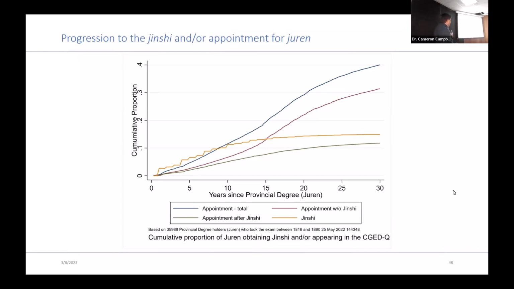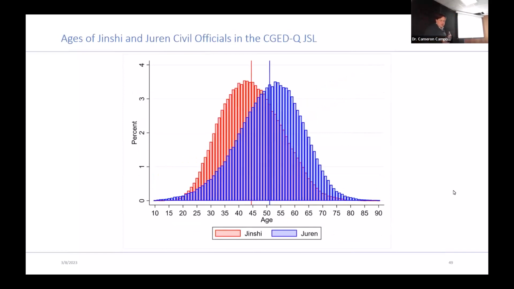But you could get this Juren degree that you'd worked so hard for, and then even after maybe 30 years, maybe only 40% of these people actually ended up with a government post. Now, in many cases, if you had a Juren degree, you could do other things. You could be a tutor, et cetera. But this is a surprise for a lot of people.